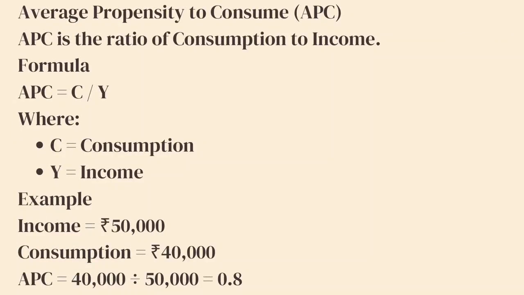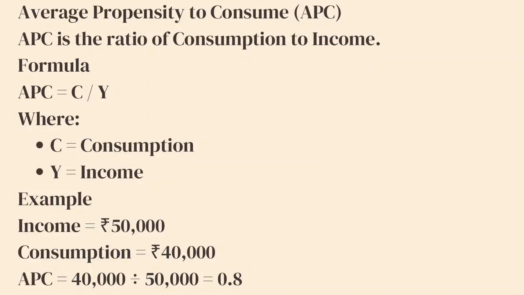Now let's study our first propensity concept, that is average propensity to consume or APC. The word average means per unit of income. So APC tells us what proportion of total income is spent on consumption. The formula is APC equals consumption divided by income. Let's understand this with an example. Suppose a family's monthly income is 50,000. Out of this, they spend 40,000 and save the remaining 10,000. Now using the formula, APC equals 40,000 divided by 50,000, that gives you 0.8. So this means the family spends 80% of their income on consumption.